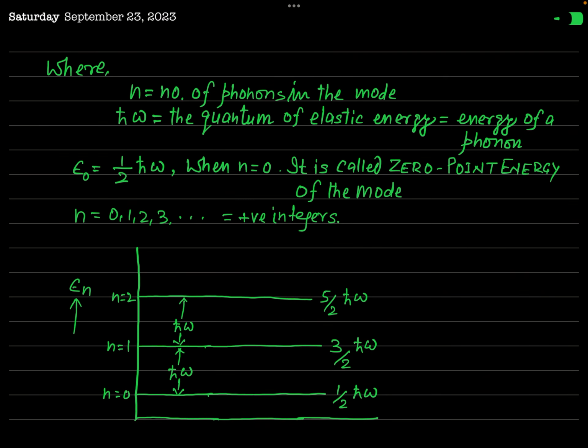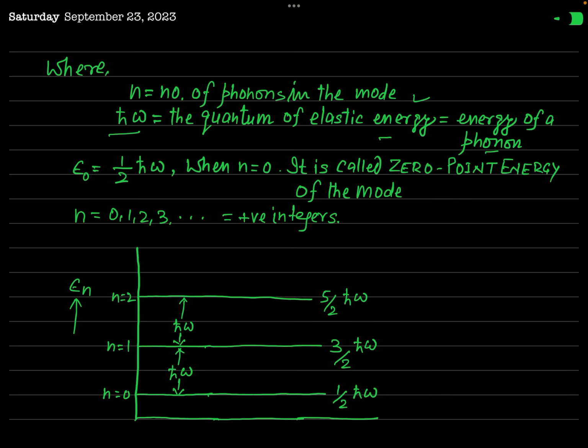So let us see here. Actually n represents the number of phonons in the mode. h bar omega is the quantum of elastic energy, or you can also say the unit of elastic energy, and this is actually equal to the energy of a phonon, as you have seen earlier.